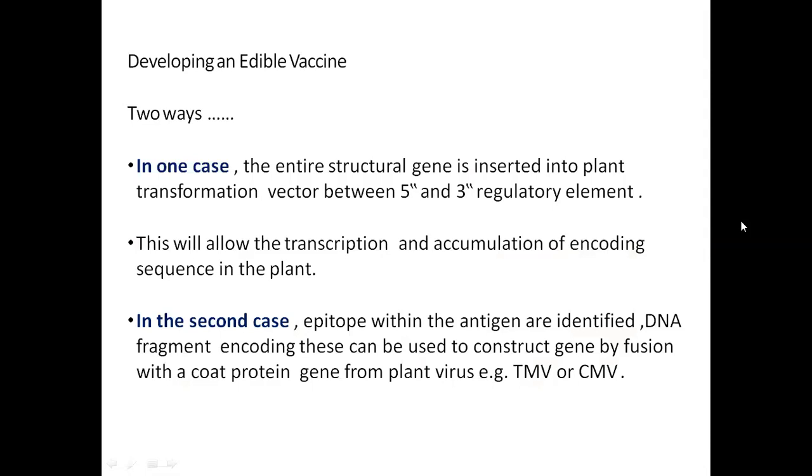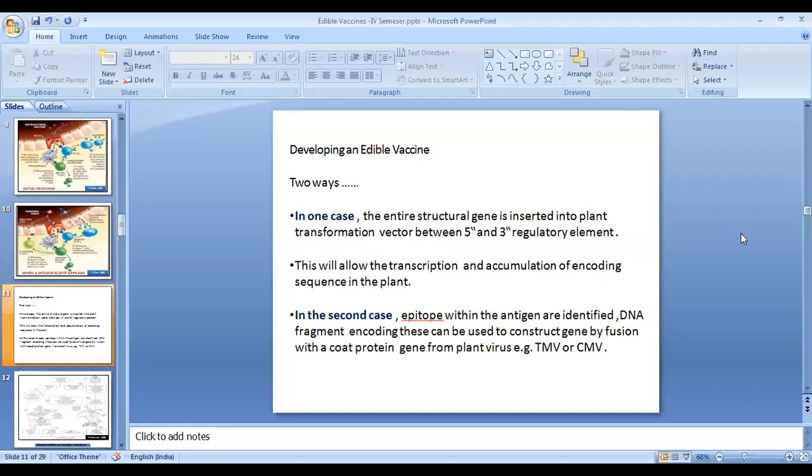And next, the development of edible vaccine. So how will you develop or produce an edible vaccine? Edible vaccine can be produced in two ways. One is by introducing the entire structural gene into the plant by a transformation vector between 5' and 3' regulatory elements. When you are inserting an entire structural gene, this will allow the transcription and accumulation of the encoding sequence in the plant, and they produce the transgenic plant with the edible vaccine.